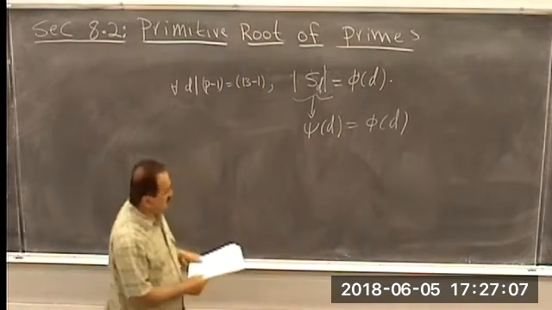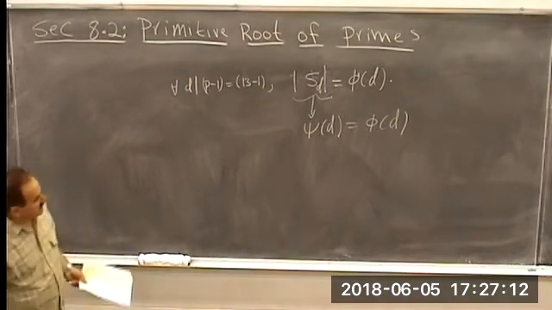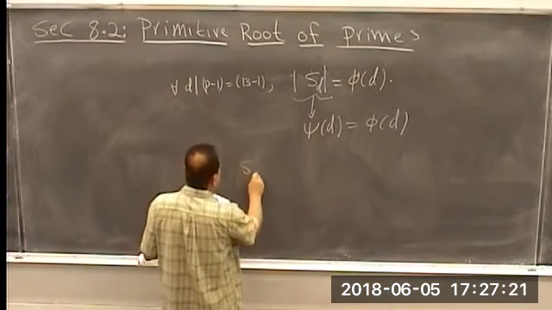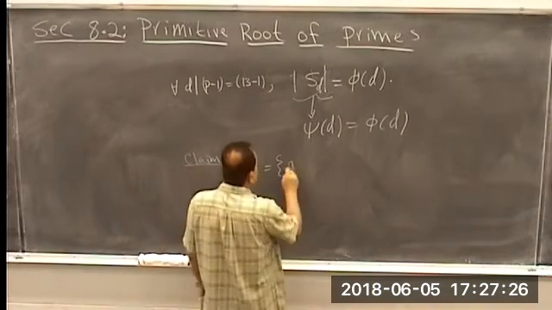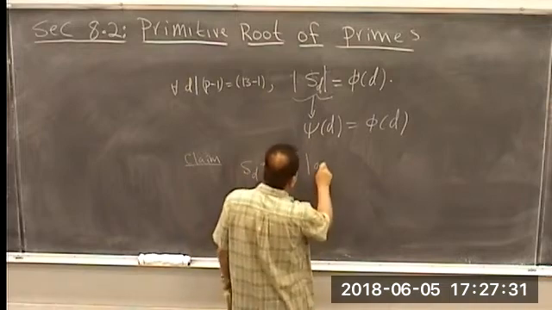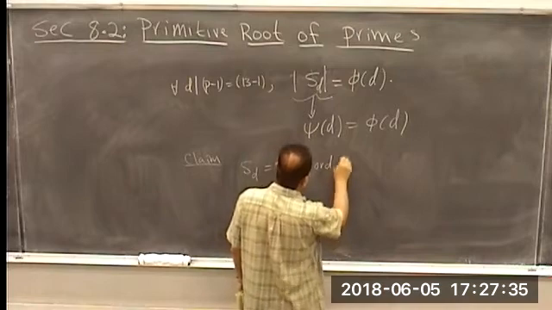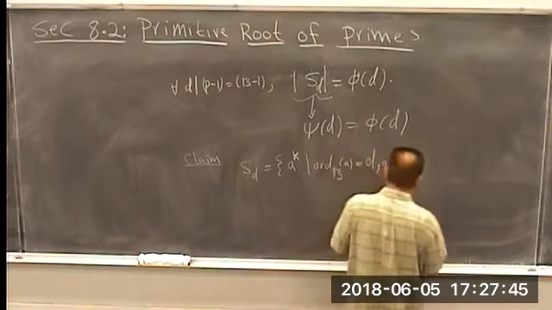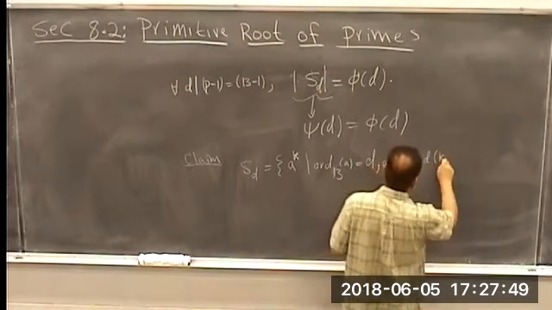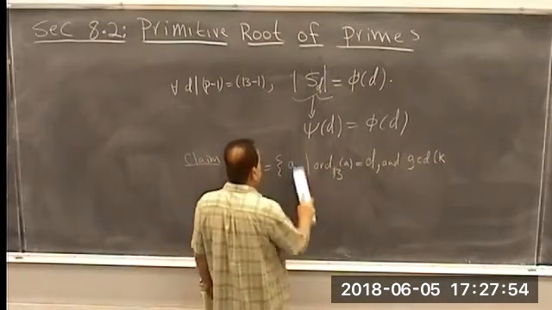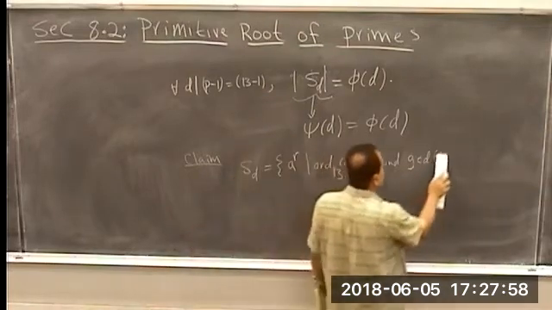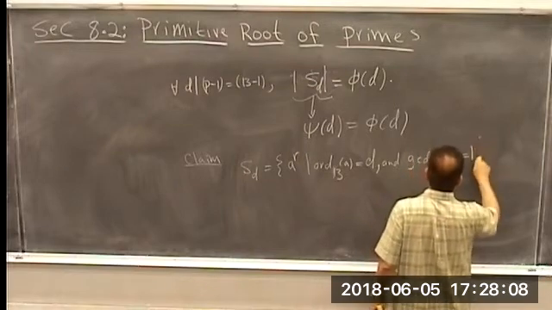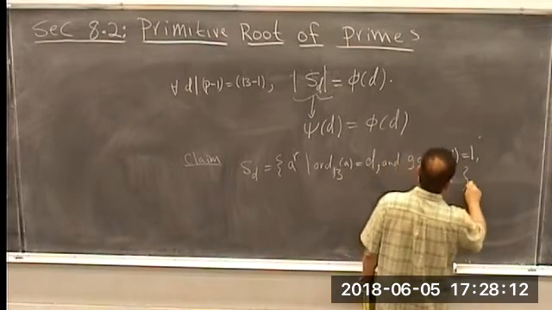One other claim, which we're going to prove in the theorem: S sub d, we can characterize it by a to the power of k, such that the order mod 13 in this case of a is equal to d, and this is where we need the greatest common divisor of k. Let me put a different letter in here, let me put r. The gcd of r and d is equal to 1, and r ranges between 1 and d.